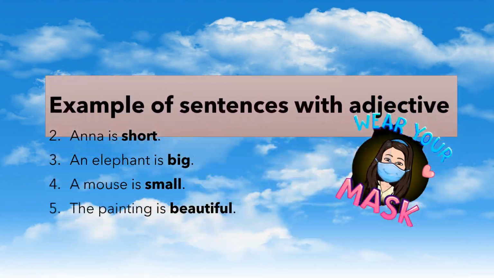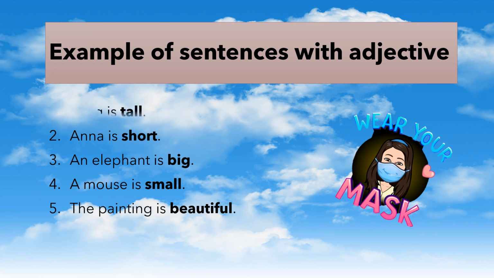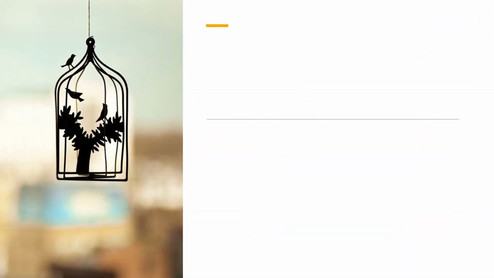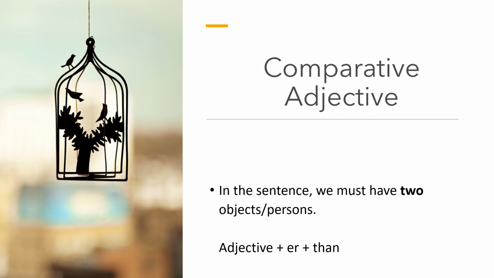Alright, now let's see the example of sentences with adjective. Number 1. Grace is tall. Tall is an adjective. Anna is short. Short is an adjective. An elephant is big. A mouse is small. The painting is beautiful. Those tall, short, big, small, and beautiful are adjectives to describe the things, the persons, or the animals. So, you understand about the adjective.